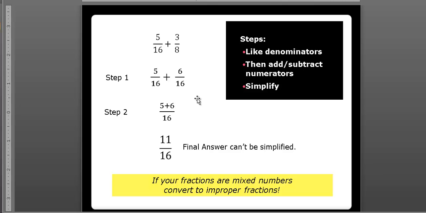Now I have like denominators, so I'm simply going to add. So 5 plus 6/16. That becomes 11/16. My final answer cannot be simplified. It is in simple form already. If your fractions are mixed numbers, you can convert to improper fractions. So if I had 2 and 3/6 or something, I can convert that to make my life easier.